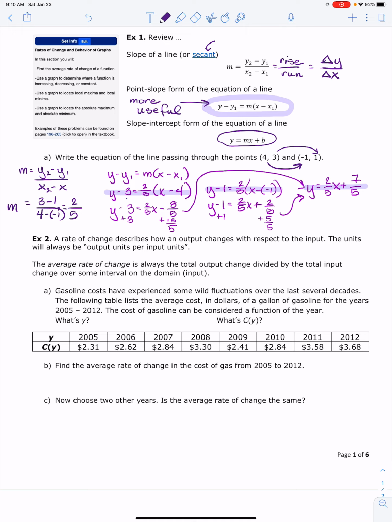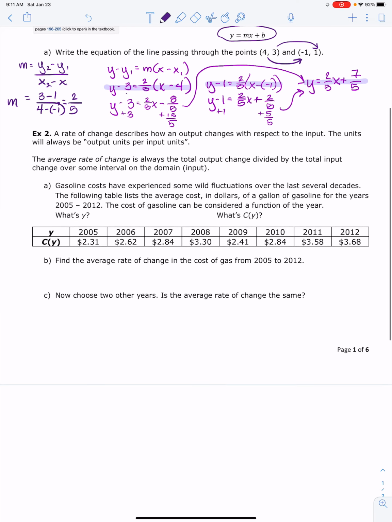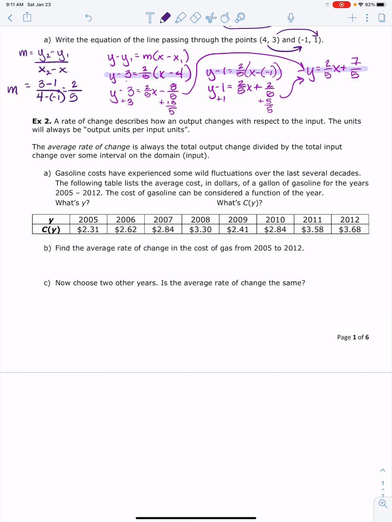Example 2 is looking for a rate of change based on a table. And so the rate of change describes how our outputs change with respect to the input. In this case, this is the year. So how much gasoline prices have changed over a given number of years. Understand, because this is real data, the rate of change between any 2 years may not be the same, and it probably won't. So you are going to be left to choose sometimes that rate of change that you feel describes the data best.